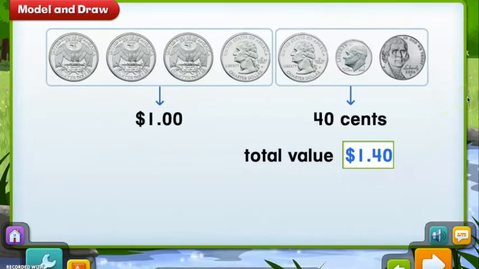Excellent! 4 quarters make $1, and the remaining quarter, dime, and nickel make 40 cents. The total value is shown as $1.40.